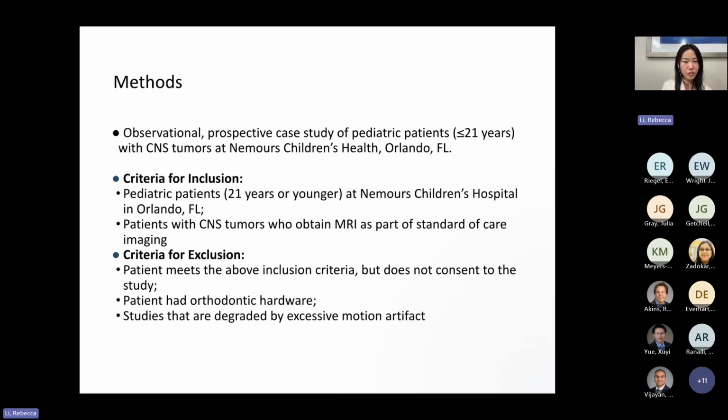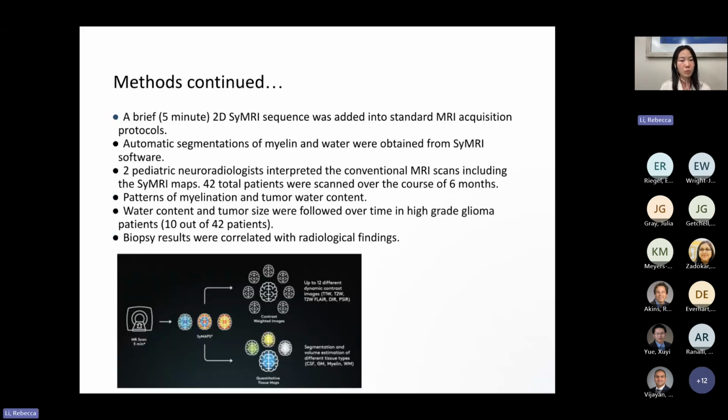This was an observational prospective case study of pediatric patients with CNS tumors at Tumors Children's Health in Orlando. The patients that were included were 21 years or younger, and they obtained MRI as part of their standard of care imaging. We added a brief 2D synthetic MRI sequence into the standard acquisition protocol and obtained the water and myelin maps from the software. We had 2 pediatric neuroradiologists interpret the scans, and we scanned 42 patients over the course of 6 months and observed changes over time.